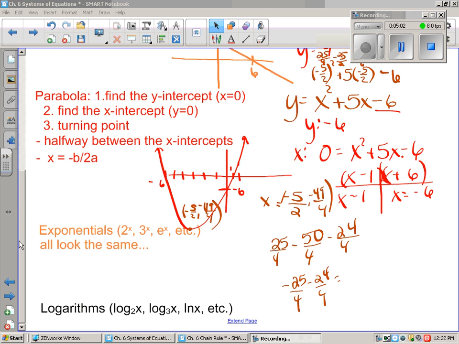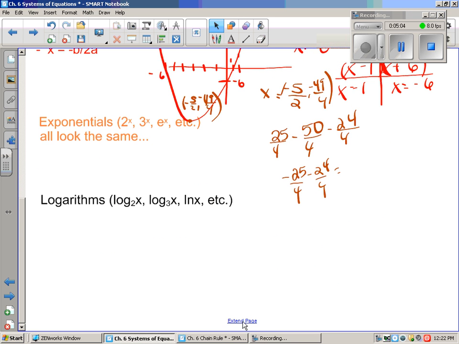Now, exponentials and logs, they look complicated, but truthfully, they're the easiest graph that you're going to do. 2 to the x, 3 to the x, e to the x, 100 to the x, 50 to the x. It really doesn't matter. If it has an x in the exponent, then this simple graph all looks basically the same.